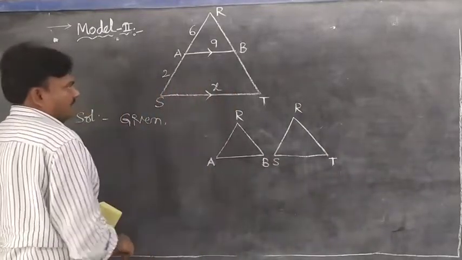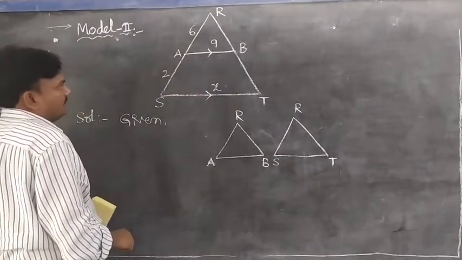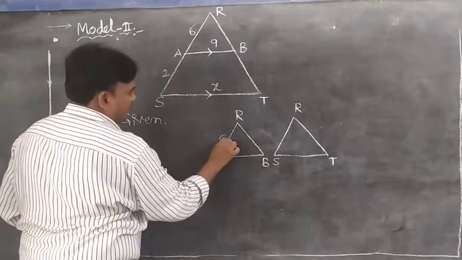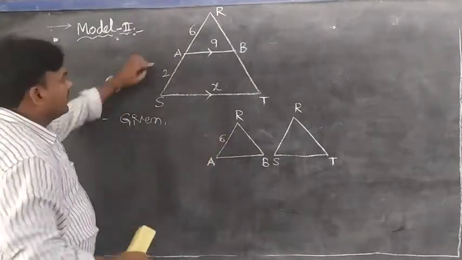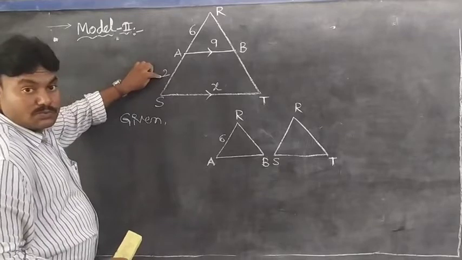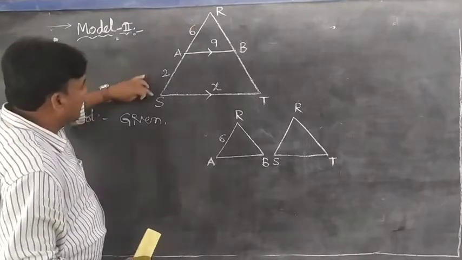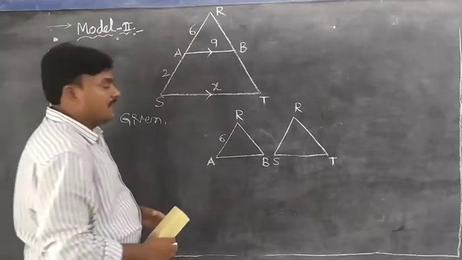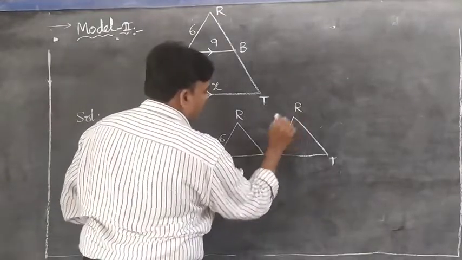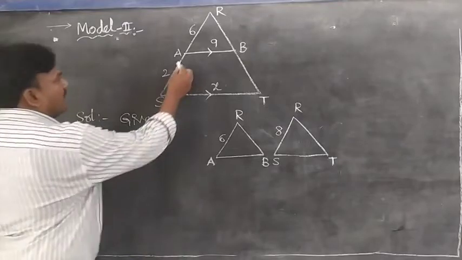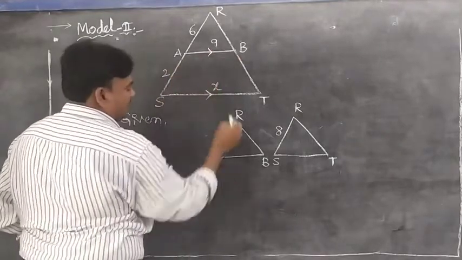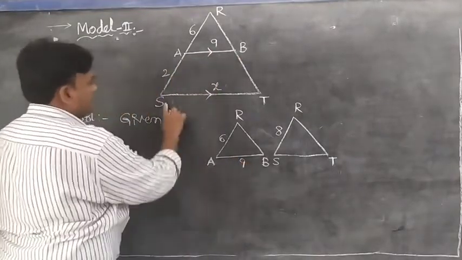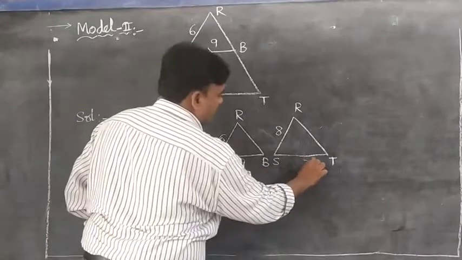Okay, students, observe here. RA value is 6. Next, here AS value is 2. But we want the total RS. So RS means how much value? 6 plus 2, how much? 8. So RS value becomes 8. Next, AB value is given. AB value is 9. Next, ST value is also given as X.